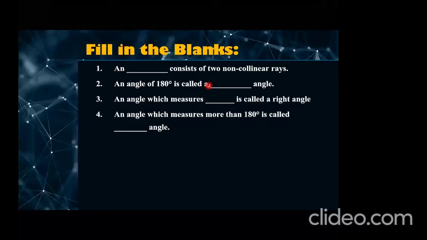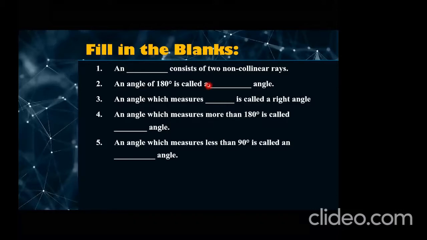Now, answer this one. An angle which measures less than 90 degree is called a dash angle. It's very good. The answer will be acute angle. Very good.